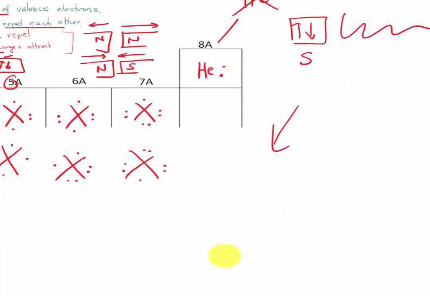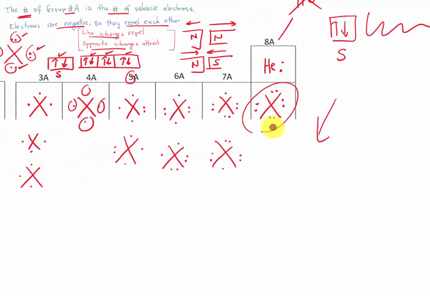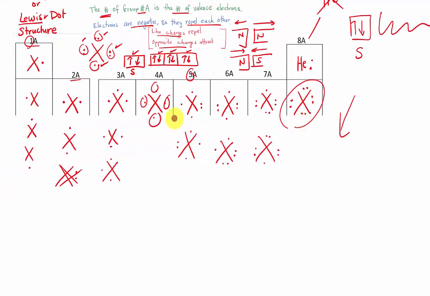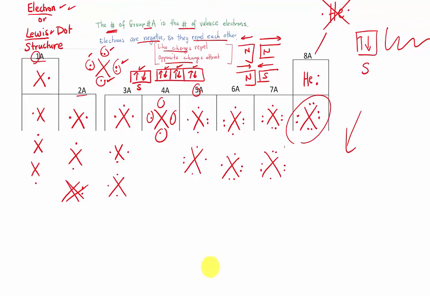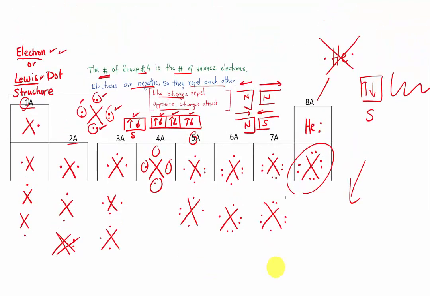What about the rest of the elements in group 8A, like neon, argon, and krypton? Of course, we would have the letter X to represent the element. Then we have 1, 2, 3, 4. Go back and pair. 5, 6, 7, 8. In this case, we only have one possible way to draw the electron dot structure for an element in group 8A. It's very similar to an element in group 4A, because there are only 4 general locations that we can put the electrons. And that's it. That's how to draw electron or Lewis dot structure for any element on the periodic table.